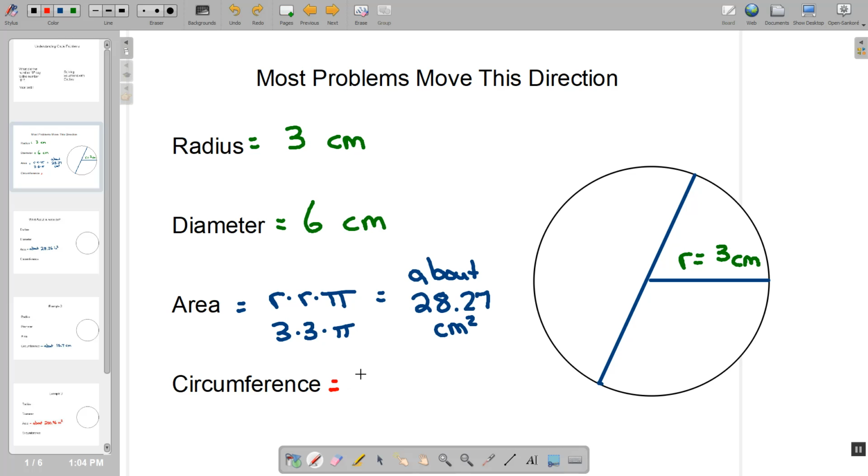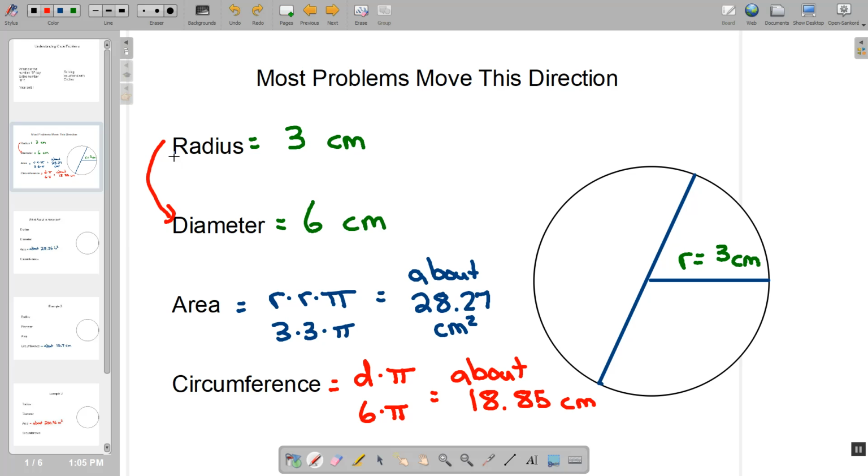Then circumference is diameter times pi. Our diameter is 6. So we simply do 6 times pi, once again on a calculator. And we get a crazy decimal again, of course, because we're using the number pi. And we get 18 and 85/100, and this time regular centimeters because it's a one-dimensional measurement instead of 2. And most problems work in this order.